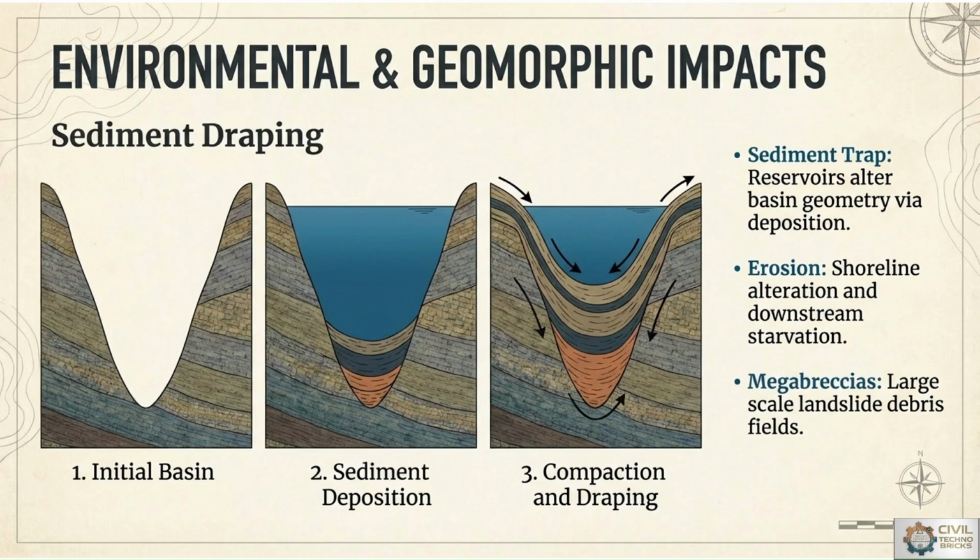Erosion is shoreline alteration and downstream starvation. Megaslides are large-scale landslides and debris fields. So reservoirs alter the natural sediment transportation process. Sediment deposition changes the basin morphology over time. Reservoir loading may cause compaction and land deformation. Erosion patterns around slopes and shorelines become modified. Large-scale landslides may occur due to the geomorphic changes.